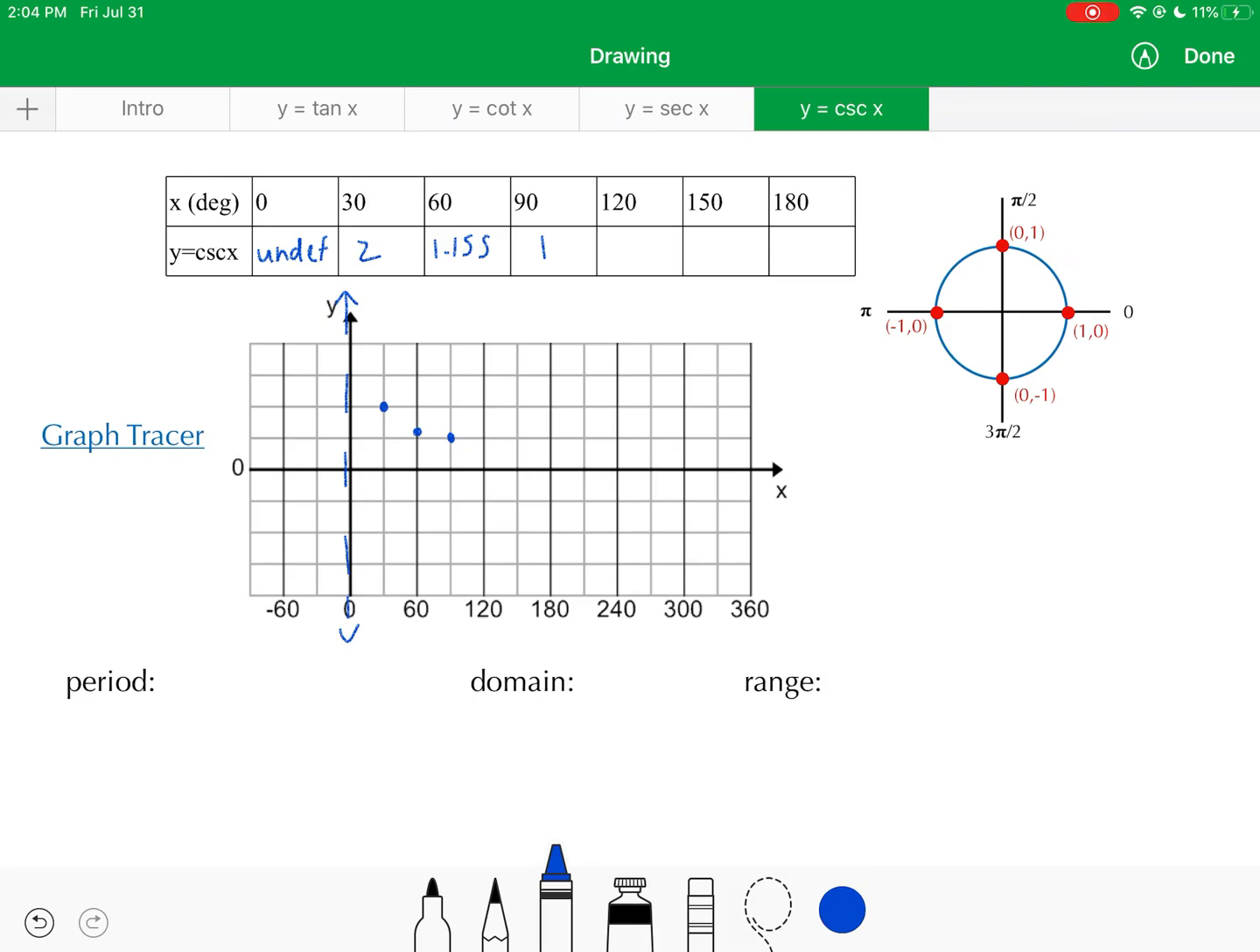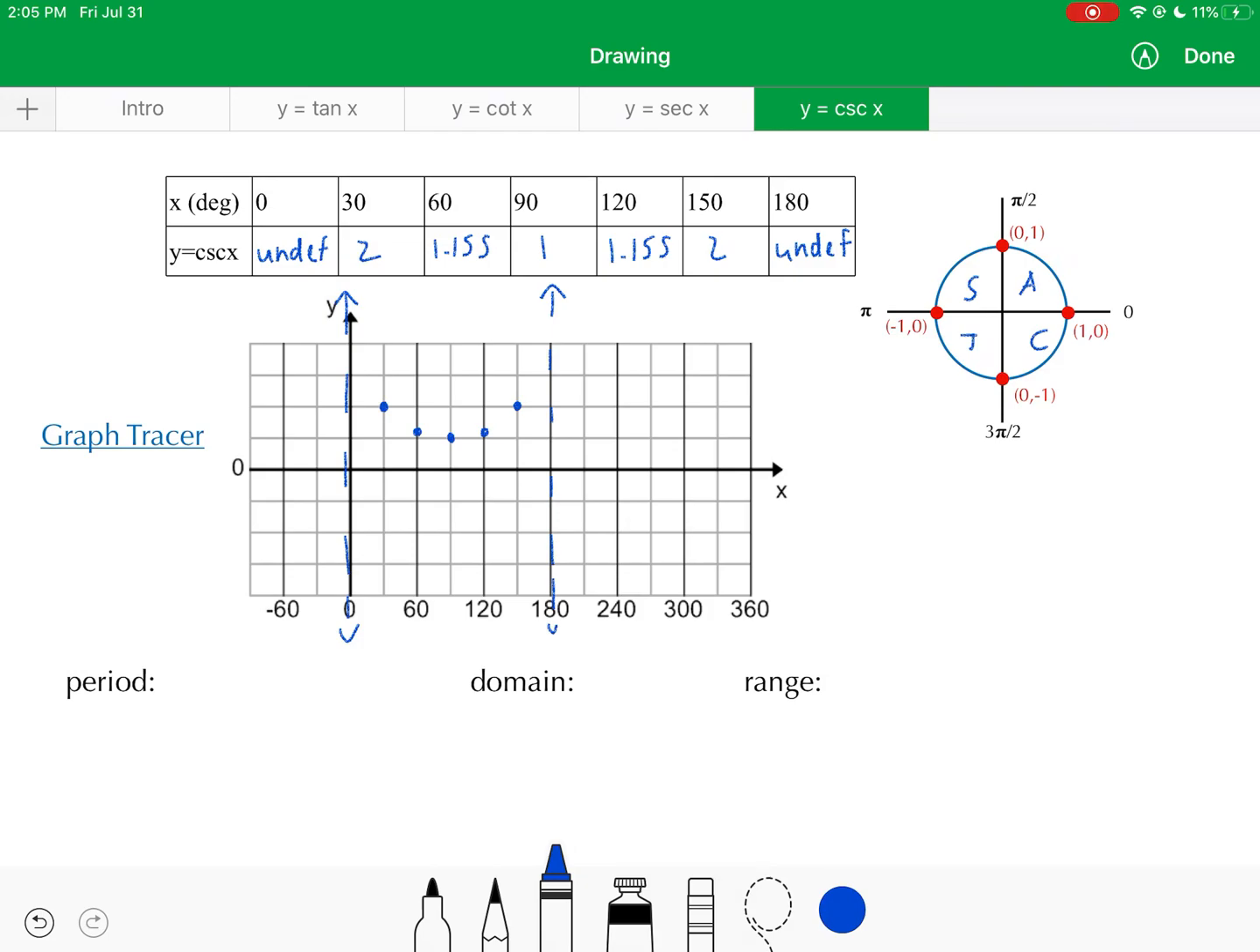Then cosecant of 120, positive 1.155 again. Cosecant of 150, positive 2. So see, those are both above the x-axis as well. That's because cosecant yields positive values in quadrant 2. You'll end up with an undefined value at 180, so another asymptote. Okay, so we've covered the first 2 quadrants. Now when you get into the third and the fourth quadrants, the cosecant function should be negative.